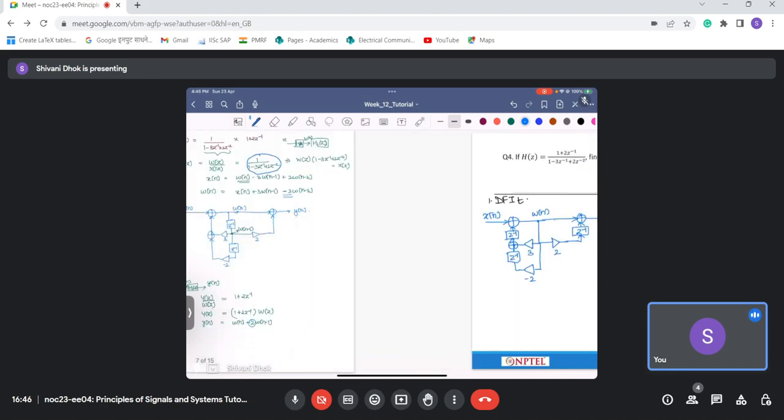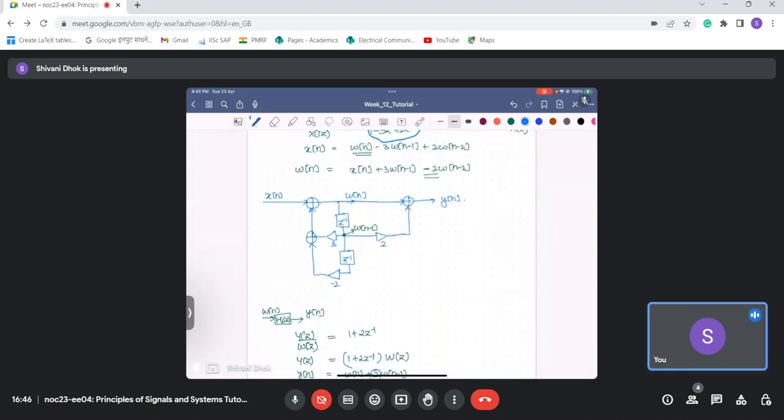It is the same representation, the same way that we have done here. The only thing is that the delay that was available here will now be available here. Nothing else.